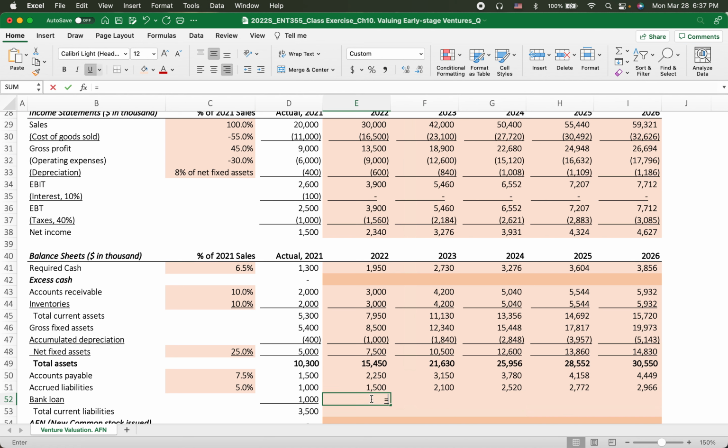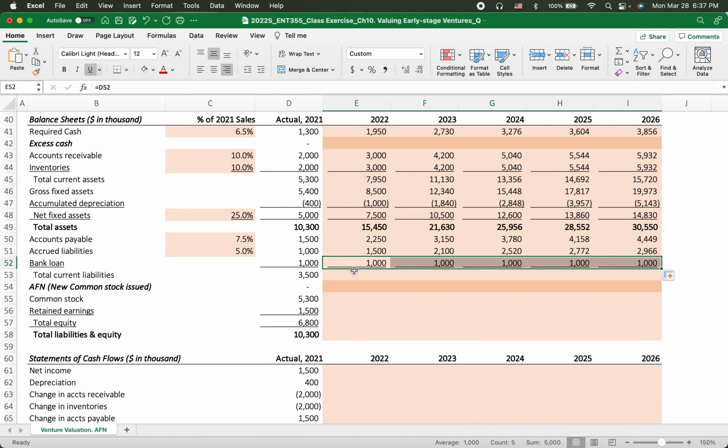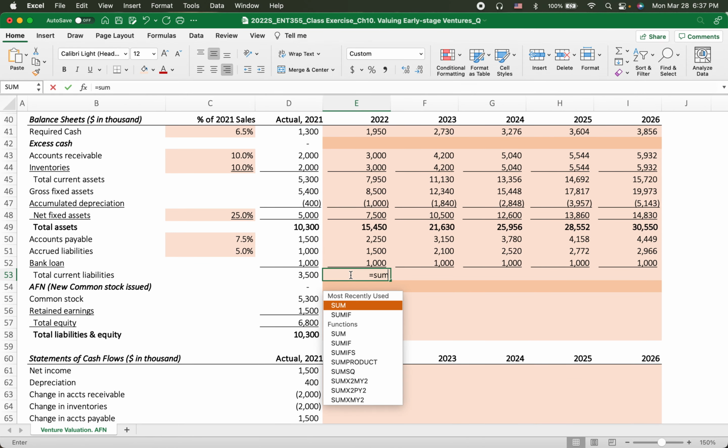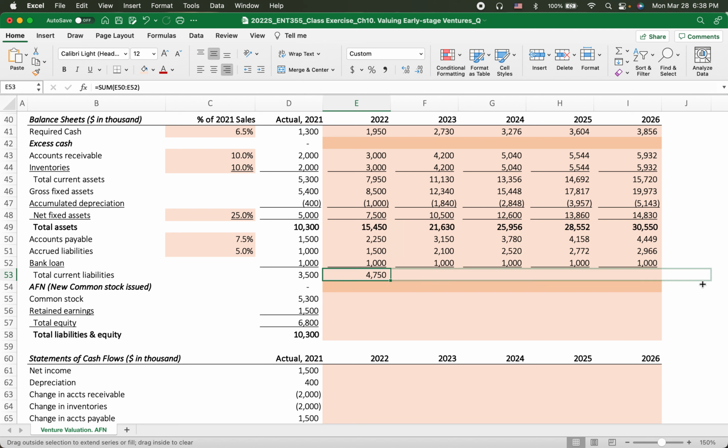The bank loan, we assume there's no changes throughout the business because we are going to issue stock, right? But we will use this line of credit based on this assumption as described above in the description section, right? Now the total current liability is just the sum of these three balances. Then let's just drag.